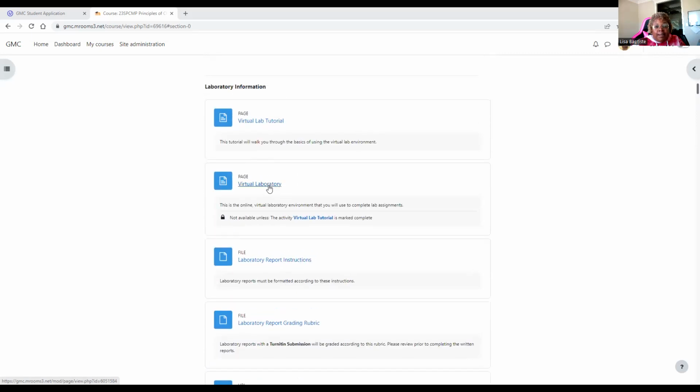So once you've done the lab tutorial, you'll be able to access the virtual lab. It opens up in a separate window. This is so that you will have plenty of room to navigate through your workbench. And so up here at the file, you're going to click on this. You're going to load the assignment.